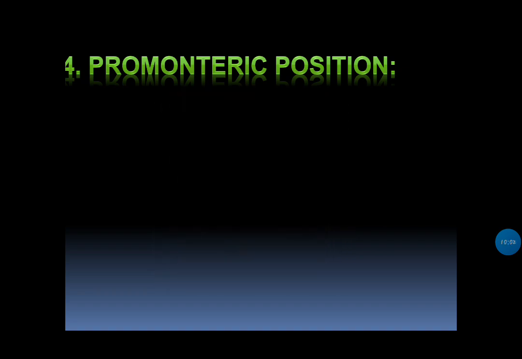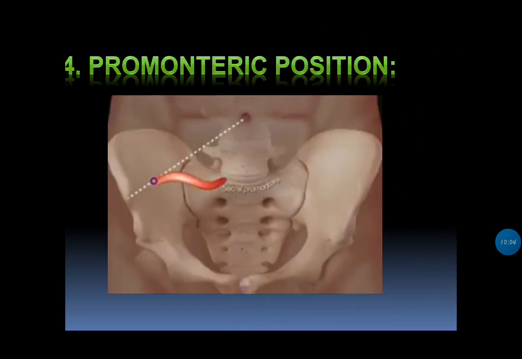And in this diagram you can see the McBurney's point, anterior superior iliac spine and umbilicus, and here the appendix is passing horizontally to the left and pointing towards the sacral promontory, and hence it is called promontoric position.